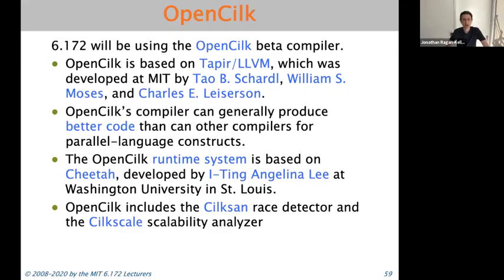So OpenSilk does a better job letting the compiler optimize parallel code than almost all these other frameworks where the parallel constructs are totally opaque to the compiler. And we'll learn more about the OpenSilk runtime system in, I think, a week and a half. We'll hear from the developer of the core runtime system that OpenSilk uses, Angelina Lee, who will be giving a guest lecture. And then again, the tools ecosystem includes a race detector and scalability analyzer that we'll get to use in our projects.